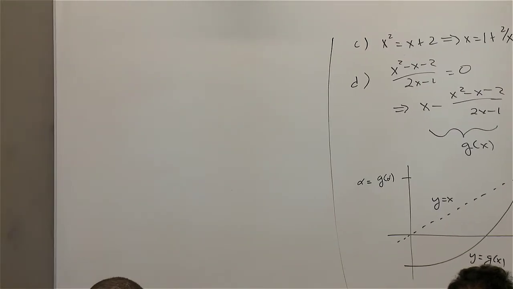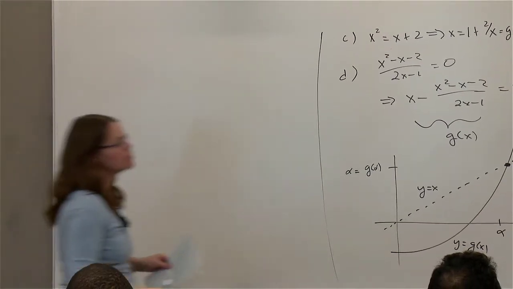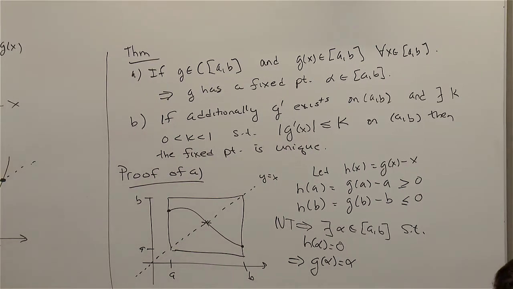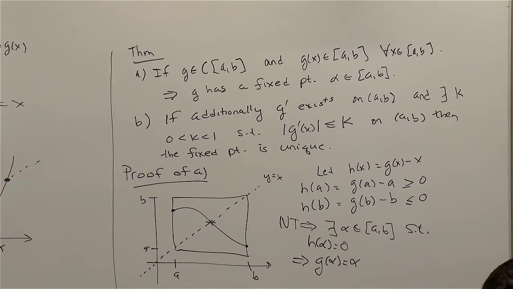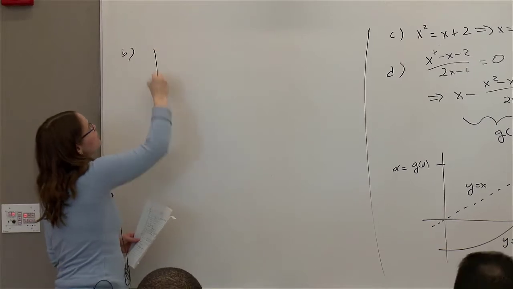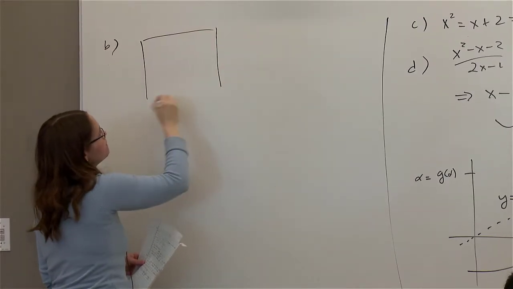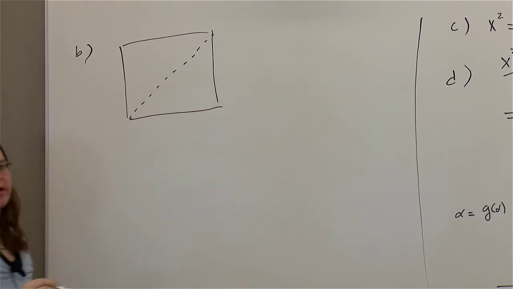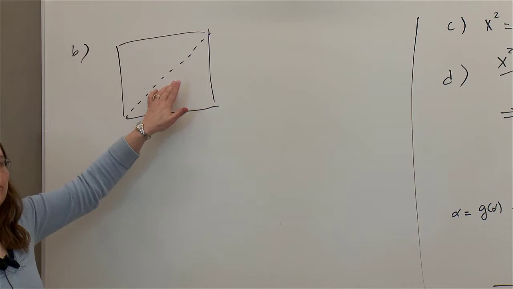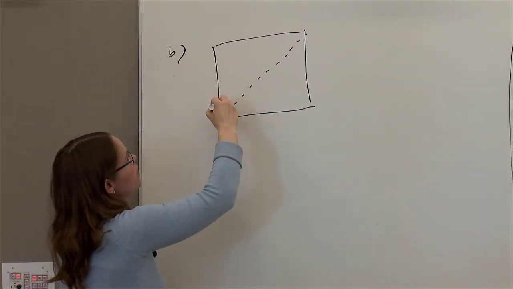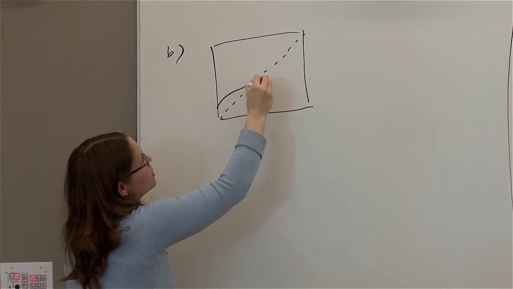Okay, it exists. So now let's try to convince ourselves that it's unique if we add in this extra condition that the derivative is strictly less than 1. Okay, so part B. Okay, again, I'm going to draw my box that g stays in. There's my line y equals x. Okay, this line has slope 1, yes? Yes, okay. So g starts over here somewhere, and eventually it crosses this line.